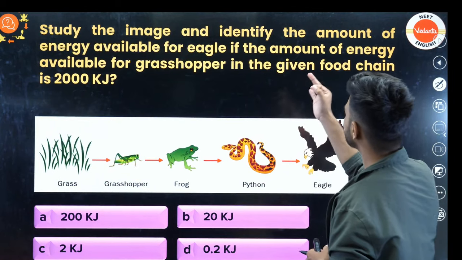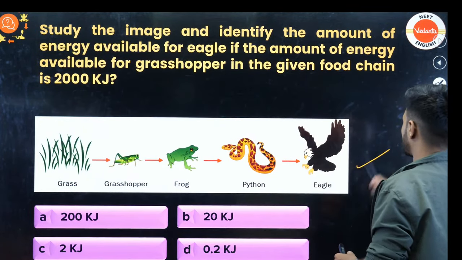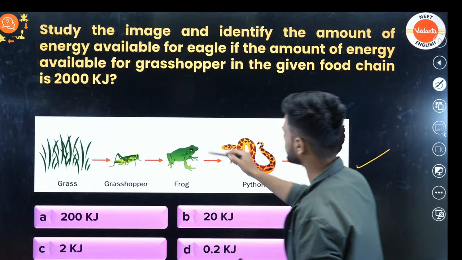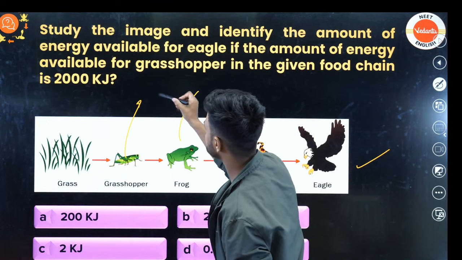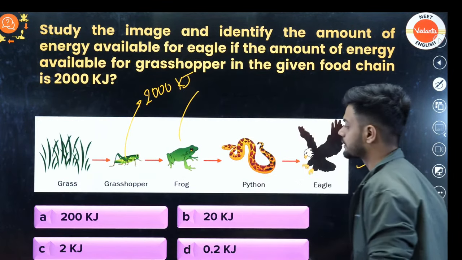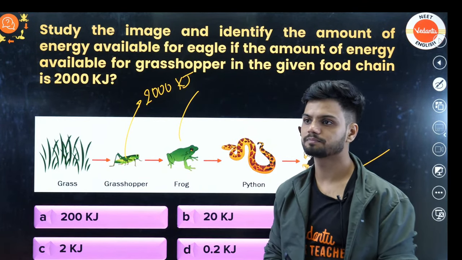Next question here. Now study the image and identify the amount of energy available for the eagle. How much energy is available for the eagle if the energy available at the grasshopper is 2000 kilojoules? 10% law, 10% law always.